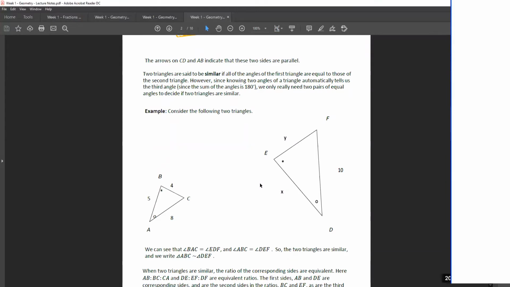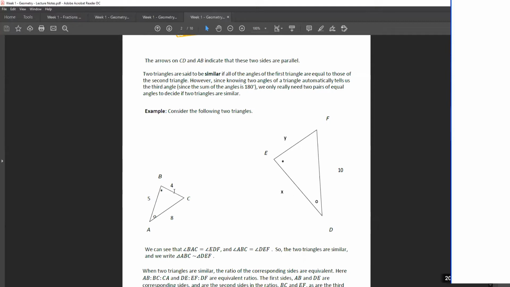Two triangles are said to be similar if all the angles of the first triangle are equal to all of the angles of the second triangle. However, since knowing two angles of a triangle automatically tells us the third, because the sum of the angles in a triangle is forever and always 180 degrees, we only really need to match 2 pairs of equal angles to decide if the triangles are similar. Because if 2 of the angles are equal, the third one must be equal.